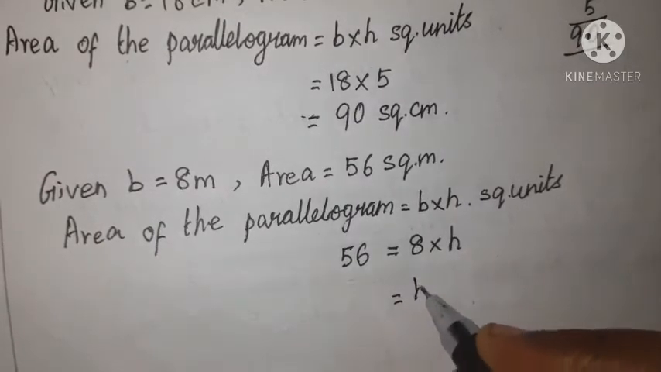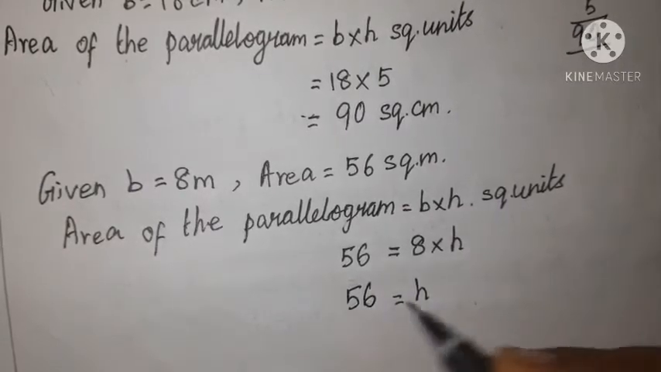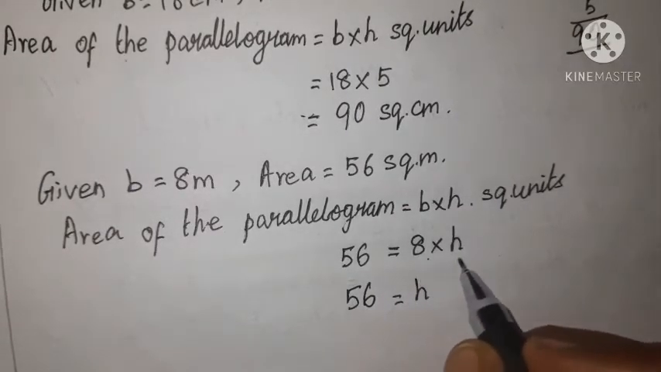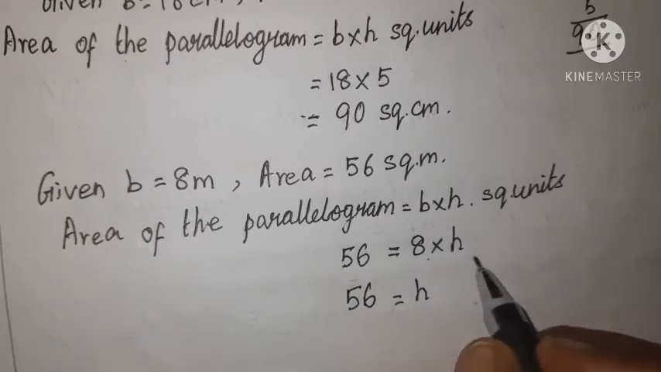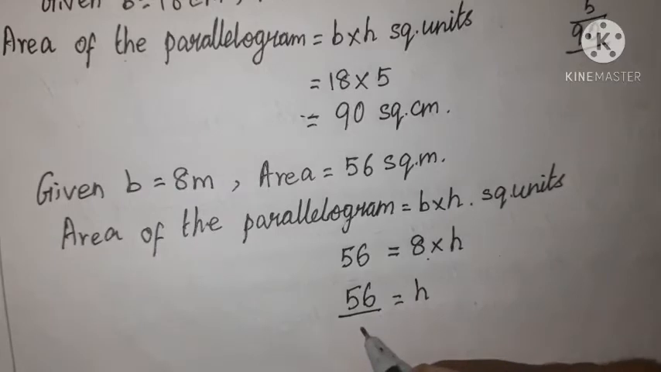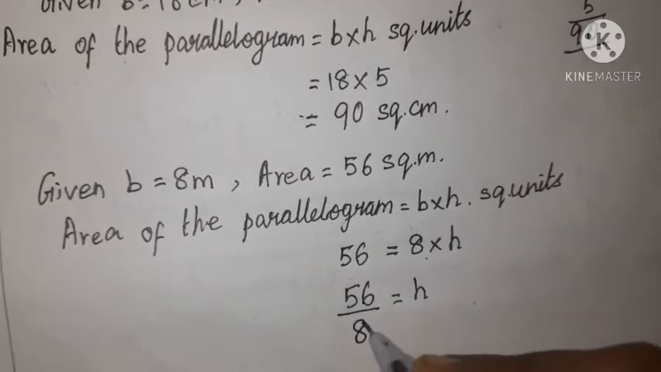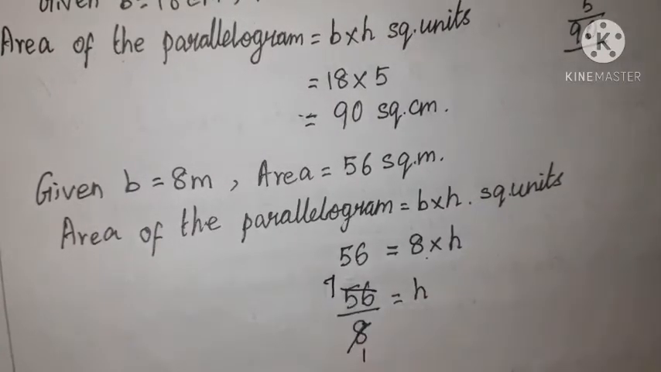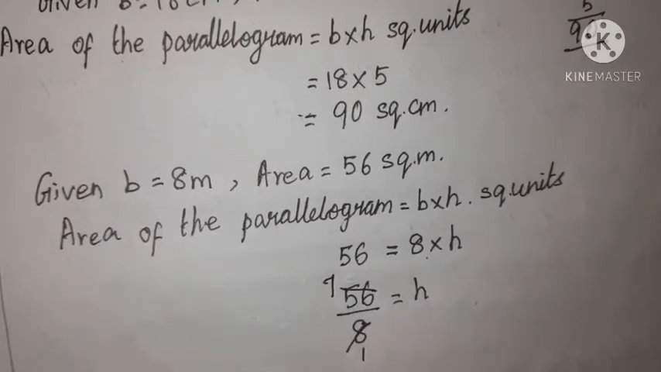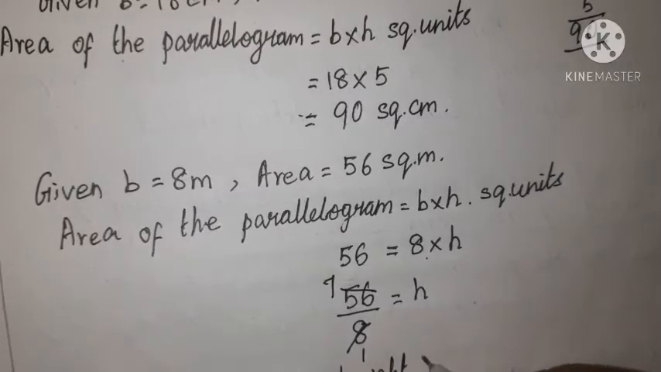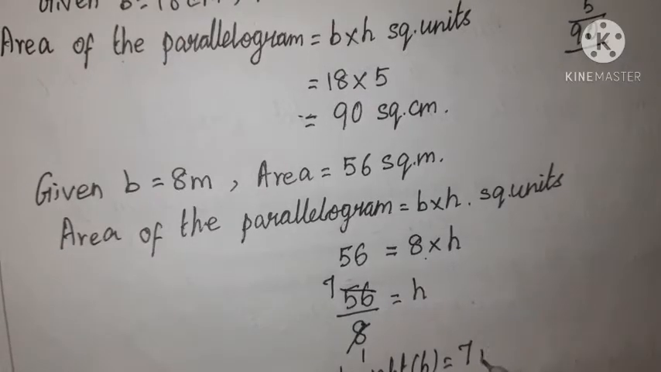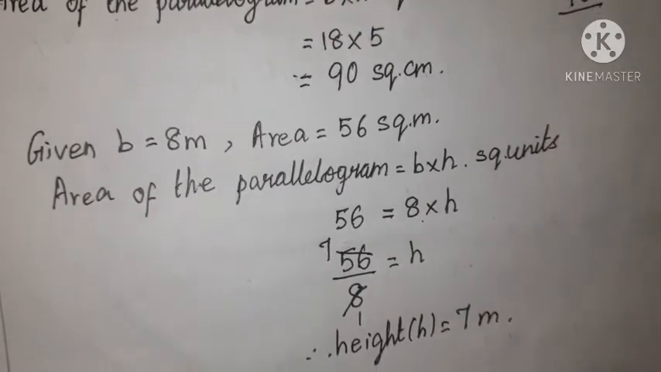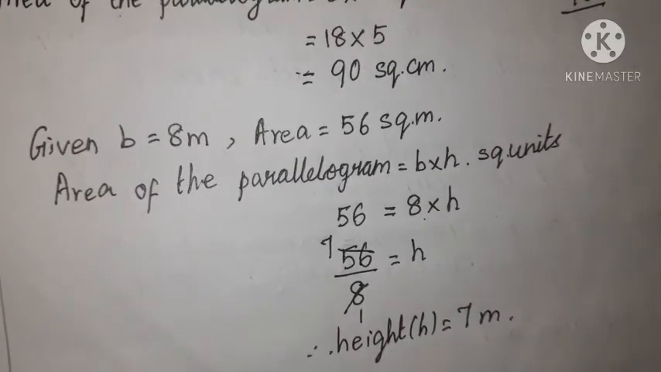So height here 56, 8, right side 8 multiply. So left side move to divide. Divided by 8. 1 8s are 8. 7 8s are 56. So therefore height equal to 7 meter. Height equal to 7 meter. Third sum.